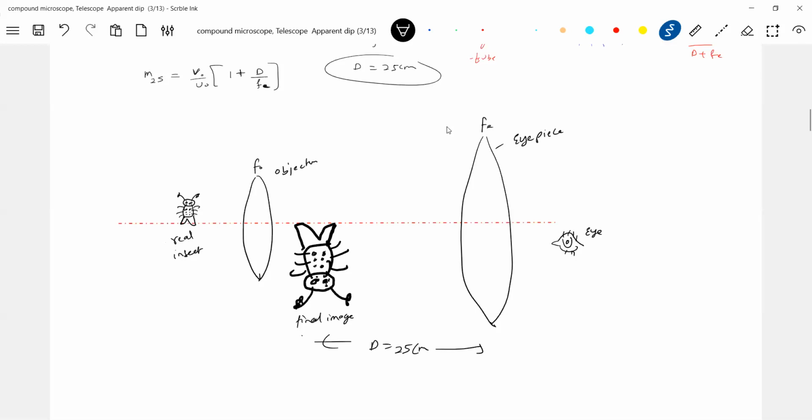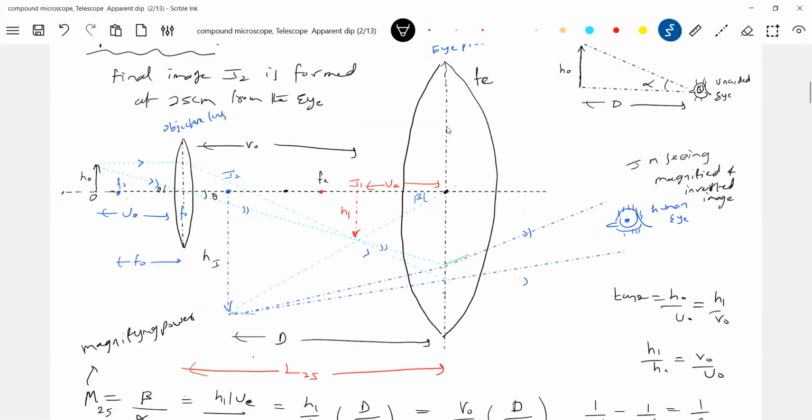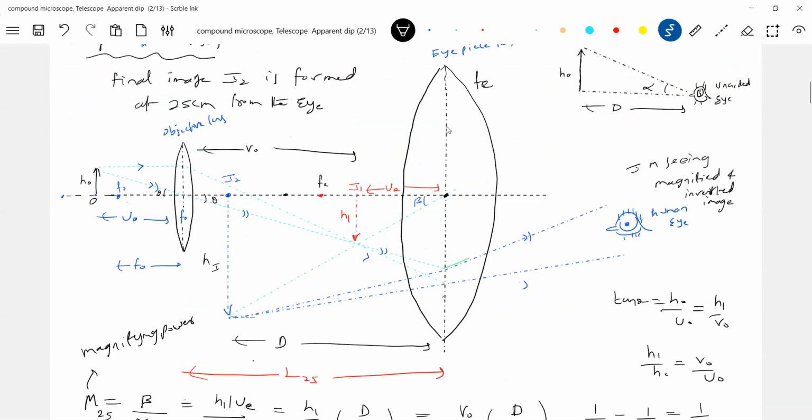Okay, fine. So I didn't draw a ray diagram. I just showed it. Later on, after the class when I'm posting, I'll color it and send it to you, so that it will be still easier for you. So this is about the magnifying power when the final image is formed at the distance of least distinct vision. Final image I2 is formed at 25 centimeter from the eye.